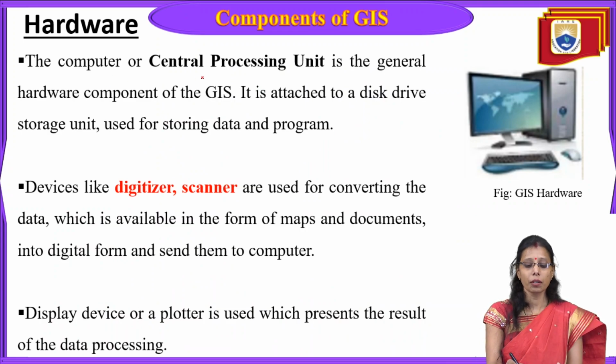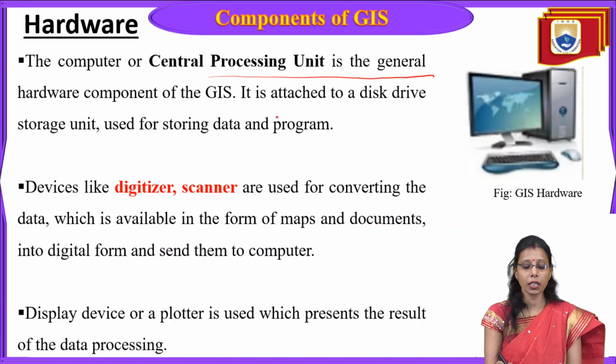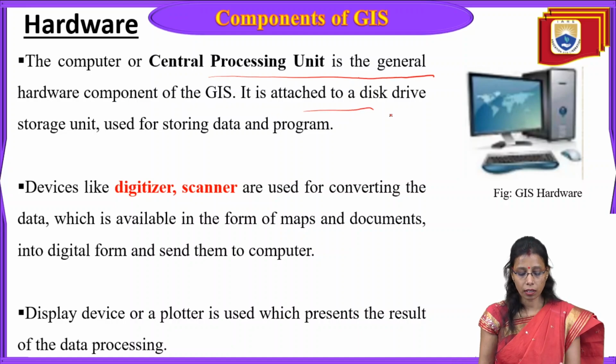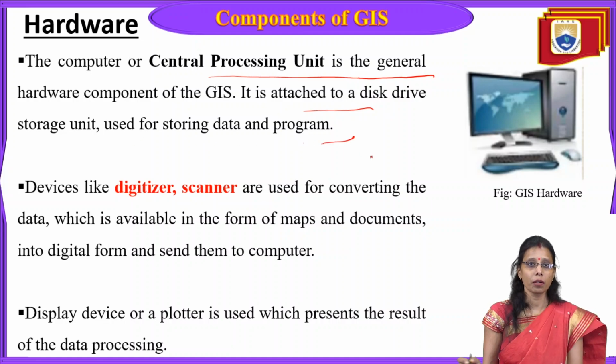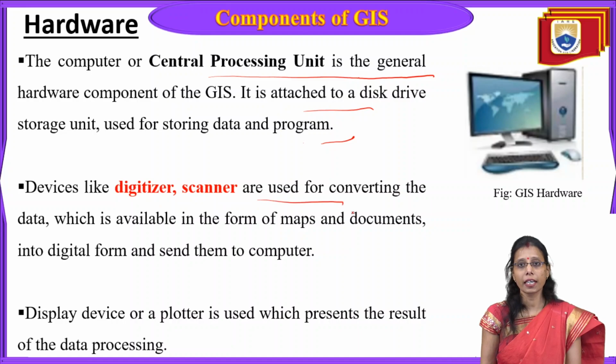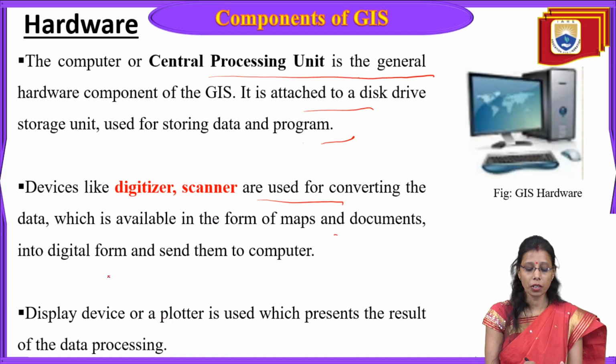So the hardware is the computer central processing unit, which is a general hardware component of GIS, and it is attached to the disk drive storage unit used for storing data and programs. Devices like digitizers and scanners are used for converting the data which are available in the form of maps and documents into digital form and sending them to the computer system.